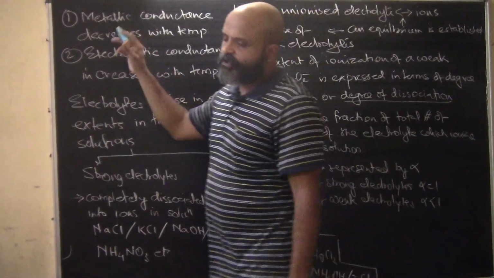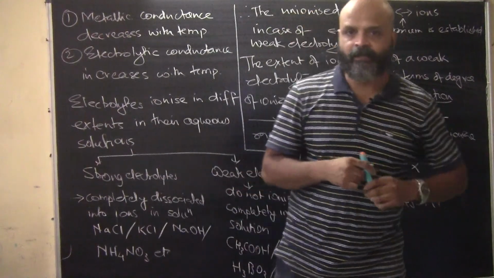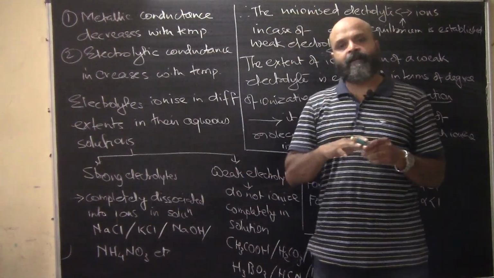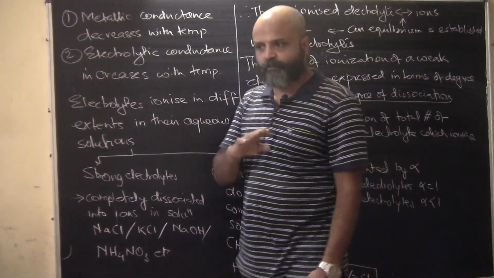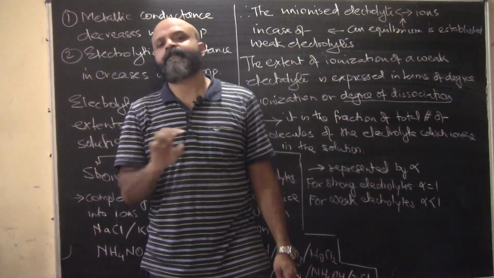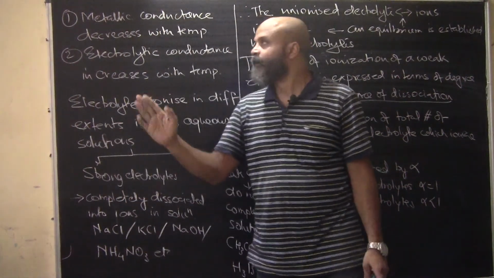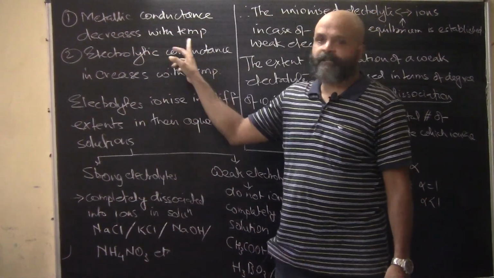Okay, so what we finished off with in the earlier slide was metallic conductance and electrolytic conductance. We know that metallic conductance is due to the free flow of electrons within a metallic conductor, and electrolytic conduction is because of free flow of ions within an electrolyte. Metallic conductance decreases with temperature.